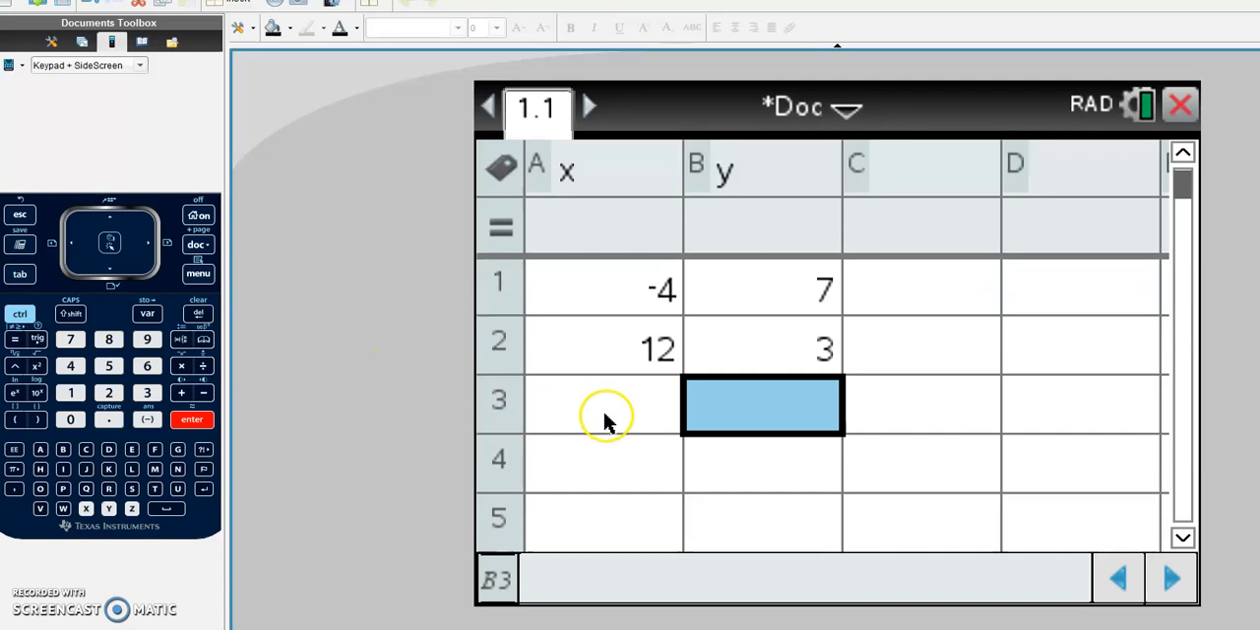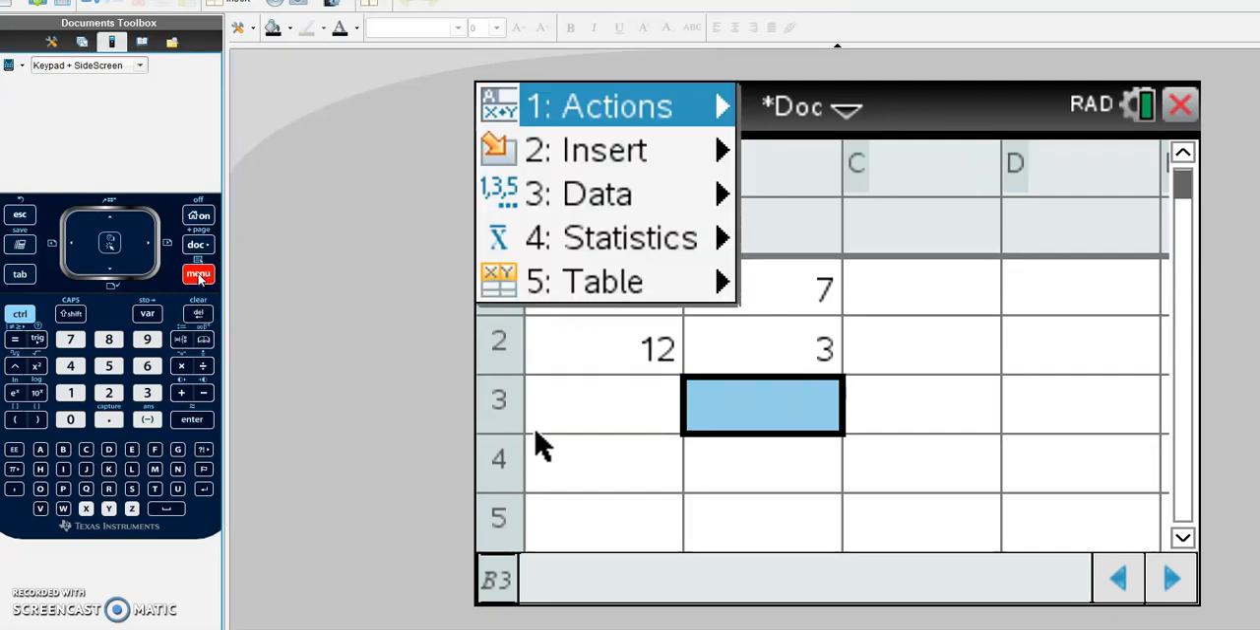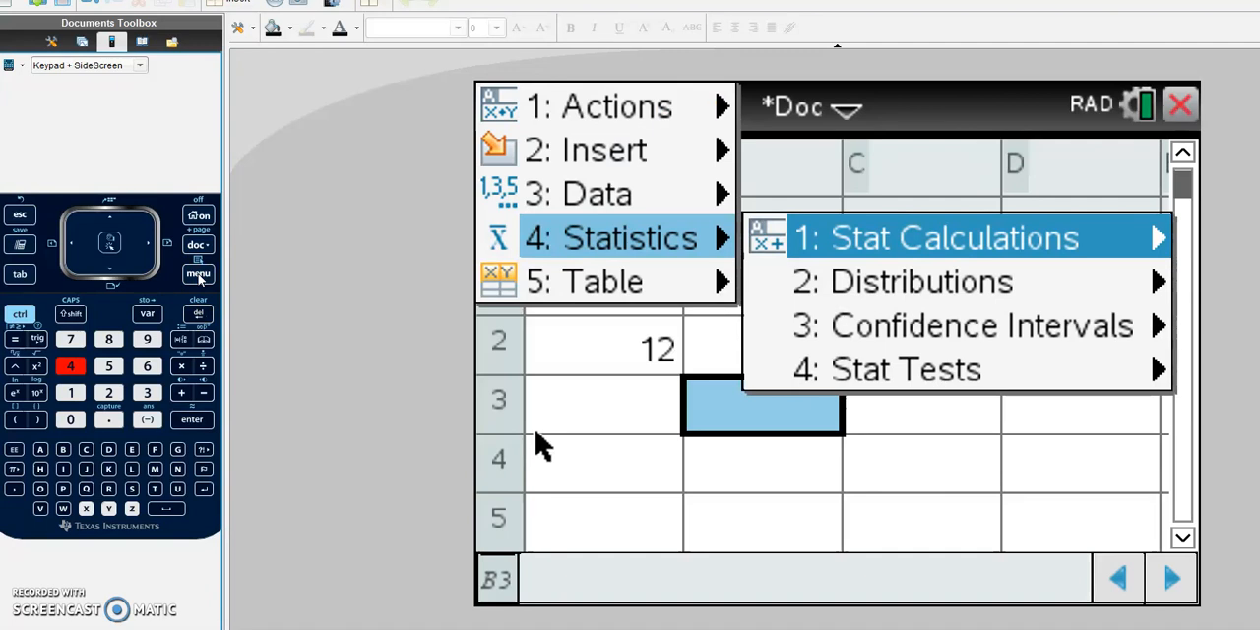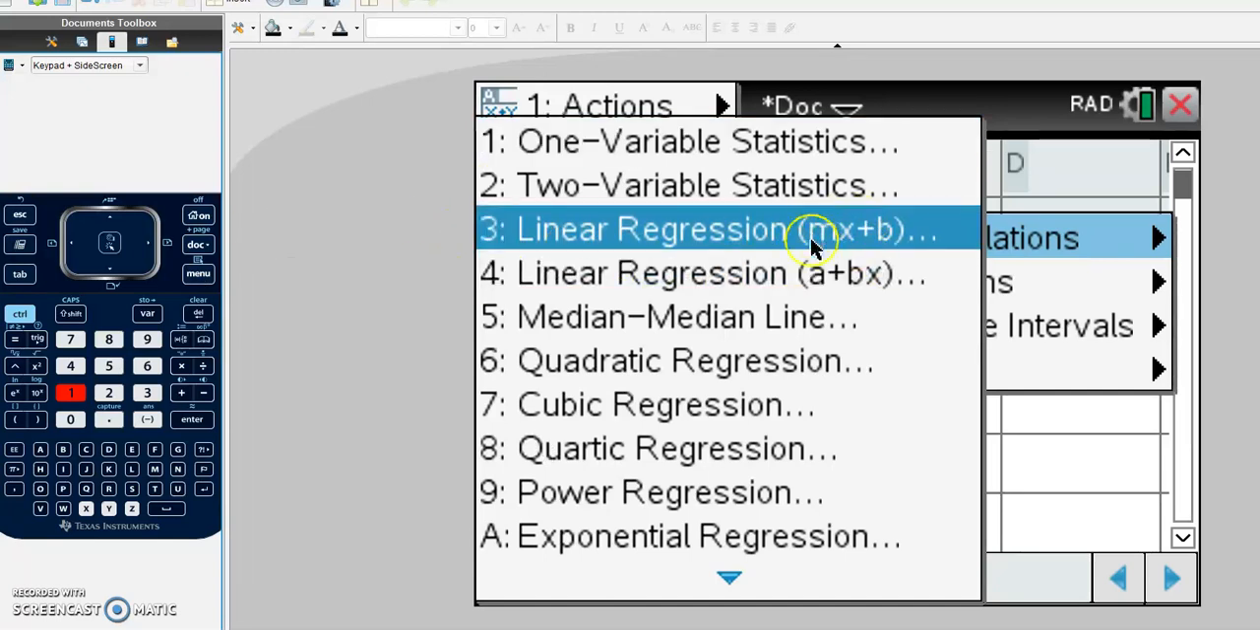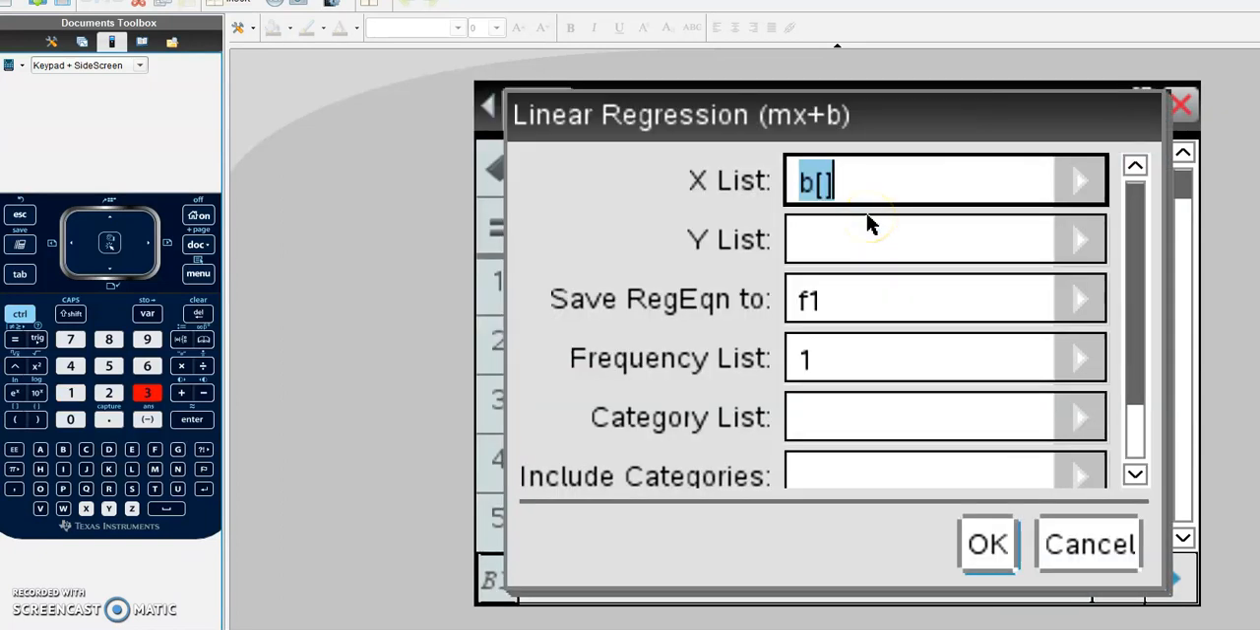Make sure your cursor is down here below the last Y value. And now we're going to go to Menu. And then I'm going to go to 4 for Statistics. And then 1 for Stat Calculations. And then I have 2 linear regressions. I want to use the one that has the slope-intercept form. So if you'll notice number 3 right here, it has the mx plus b. So that is the one I'm going to choose.